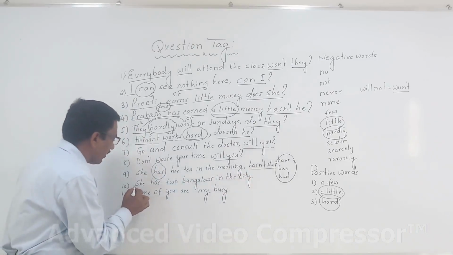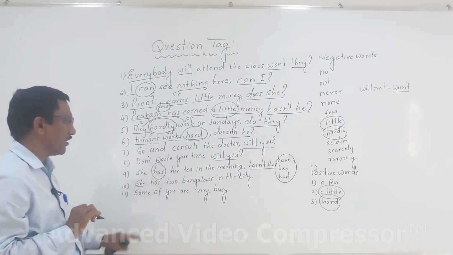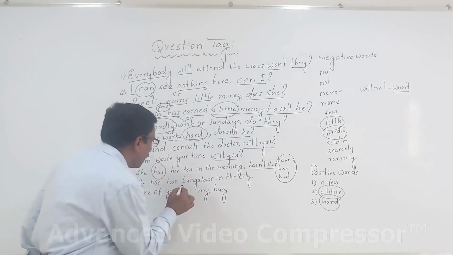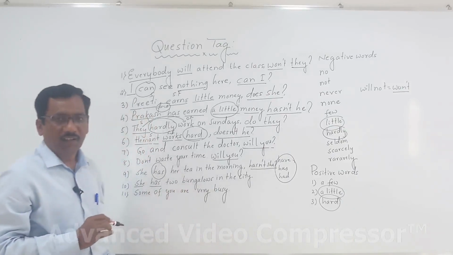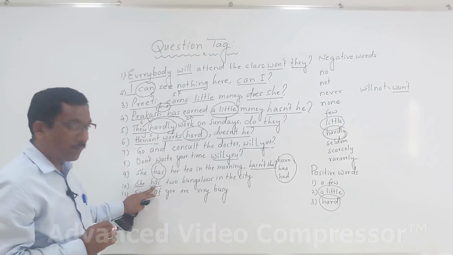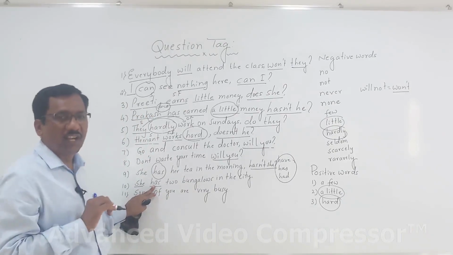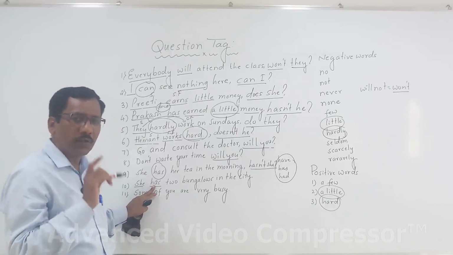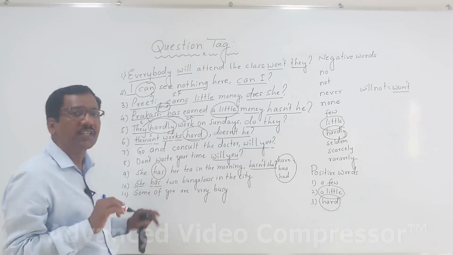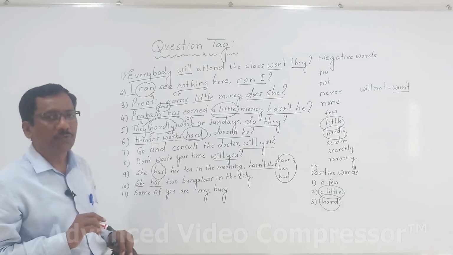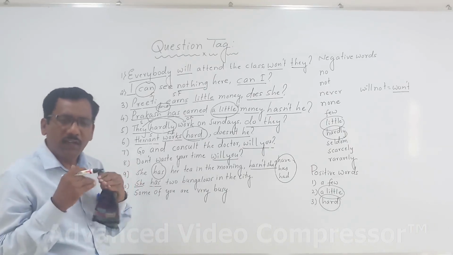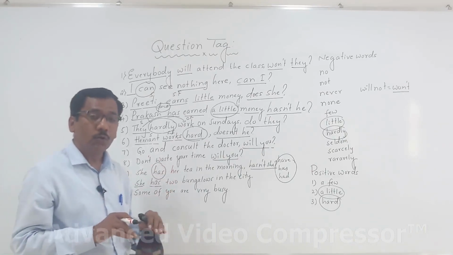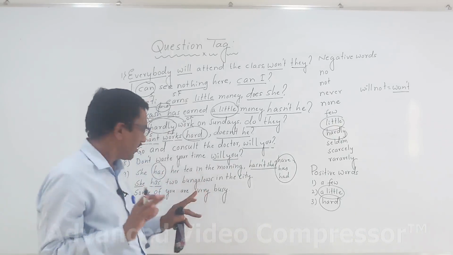See the next example. She has 2 bungalows in the city. She has 2 bungalows in the city. Here has is used as a main verb. Okay? It indicates possession. She has 2 bungalows in the city. Whenever have indicates possession, we have to use do as a helping verb. Helping verb do form should be used.